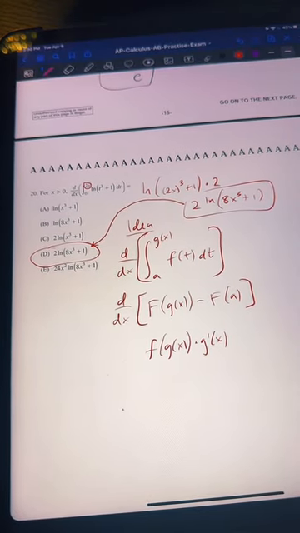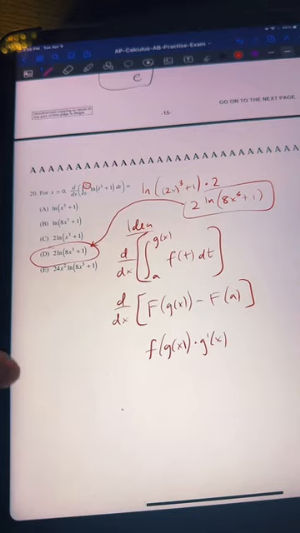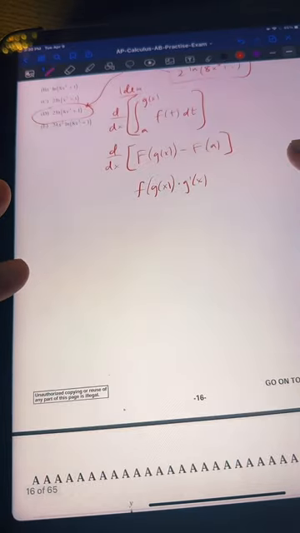Got to be careful with this because I know it's going to show up not only on the multiple choice, but definitely on the FRQ. All right, so be prepared.